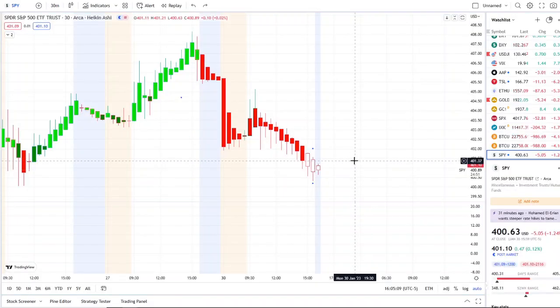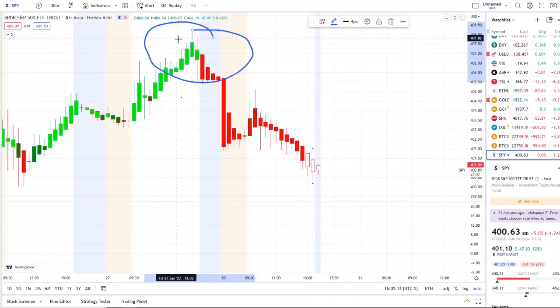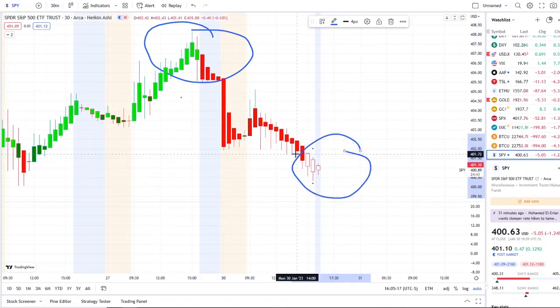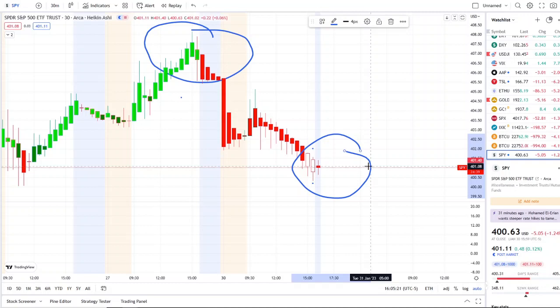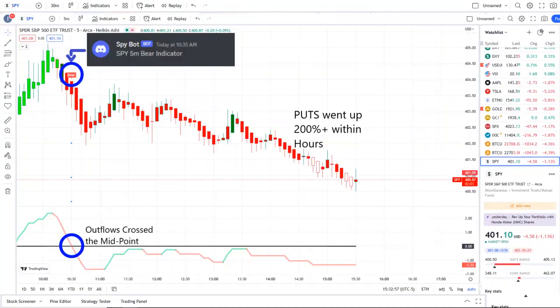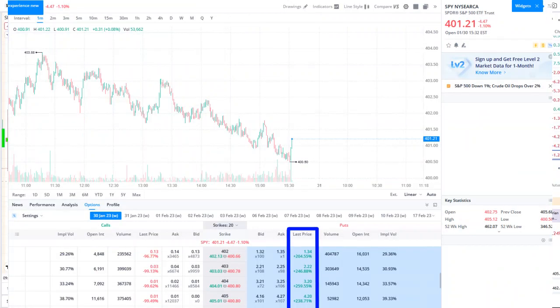Here we are with the SPY, the SP 500 index, doing a full transition from the rip area of bright green bars on 42 vision to the dip area, going into the after hours of white with red borders. Now, in today's volatility, our SPY bot at 10:35 a.m. sent out a bear indicator, and from that moment forward, outflows crossed the midpoint to the downside, pure weakness there on 42 vision, and put options went up 200% plus within hours, guys.